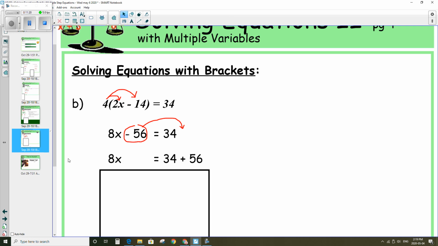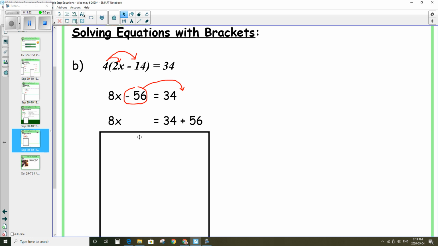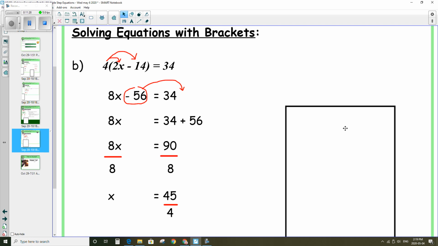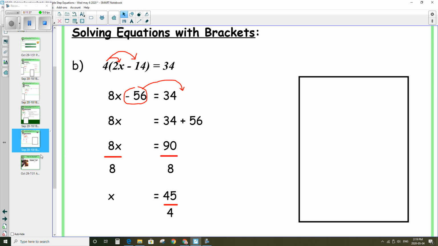Okay, so we have 8x equals 34 plus 56, which is going to give me 90, and now divide both sides by 8. Which is 90 over 8, but then I divided the top and bottom by 2 to reduce, so I have 45 over 4. All right, so those are your examples for today.